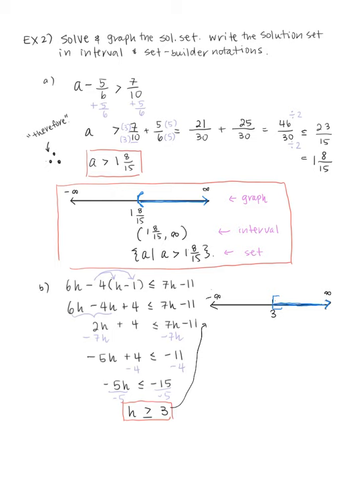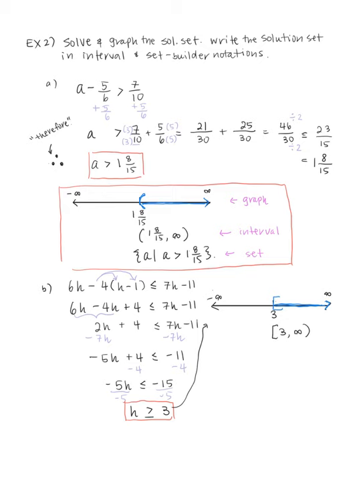All right, so now let's go with the interval notation. The interval notation is going to be closed bracket 3 to positive infinity, open. And the set builder notation is going to be the set of h values such that h is greater than or equal to 3. And that's our answer. So let me just try to box it like this.